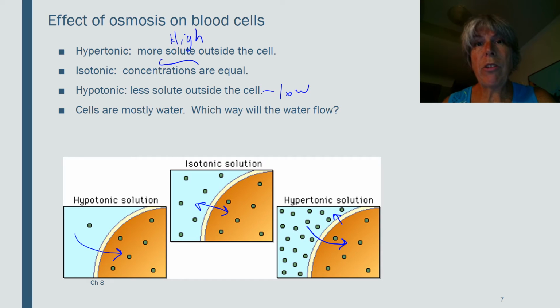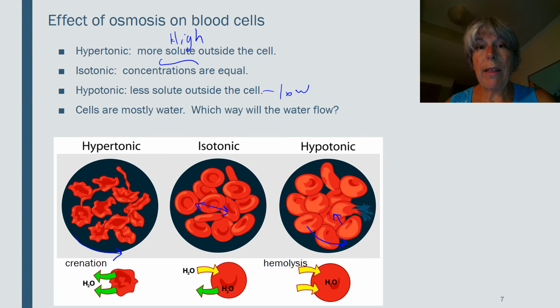Now think about what we just talked about as far as volume and osmotic pressure. In a cell, if you have water passing into the cell, that means the cell is going to increase in volume. If water passes out of the cell will decrease in volume. And then they can end up looking like this.